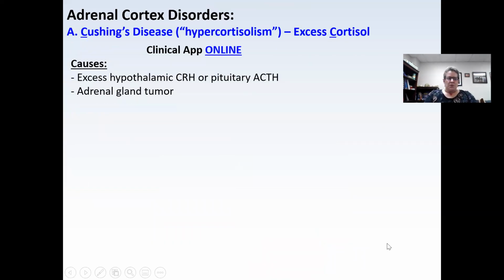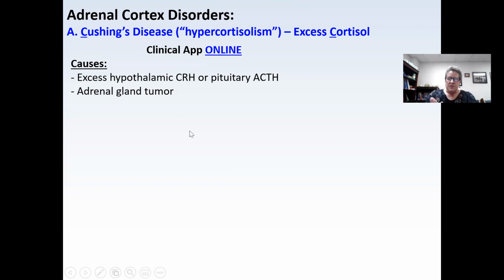Okay, so we were talking about cortisol. Let's talk about a disorder of cortisol. Let's talk about Cushing's disease or Cushing's syndrome. So, Cushing, I underline the C, and I also underline the C in cortisol. Cushing's disease is excess cortisol secretion by the adrenal cortex. And there's a clinical app online for that. What happens, it could be a problem in your hypothalamus, or it could be a problem in your pituitary. It could also be an adrenal gland tumor.